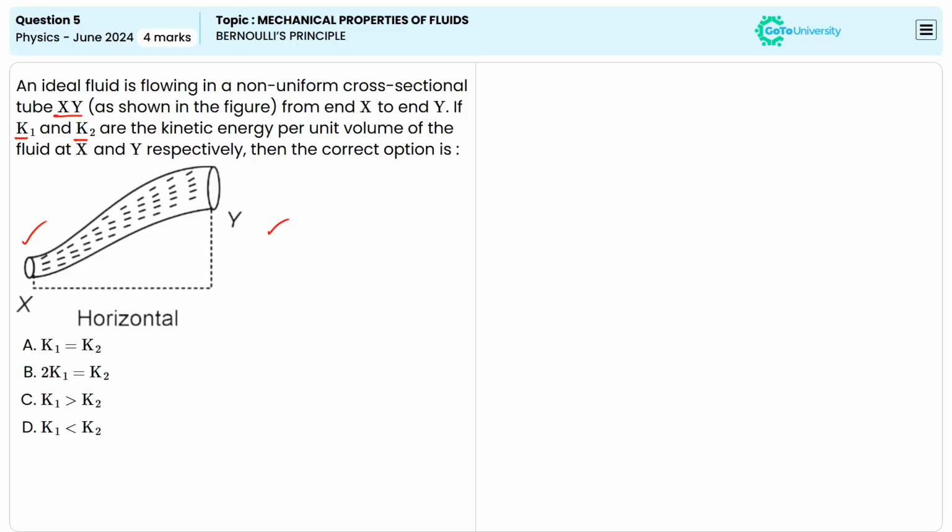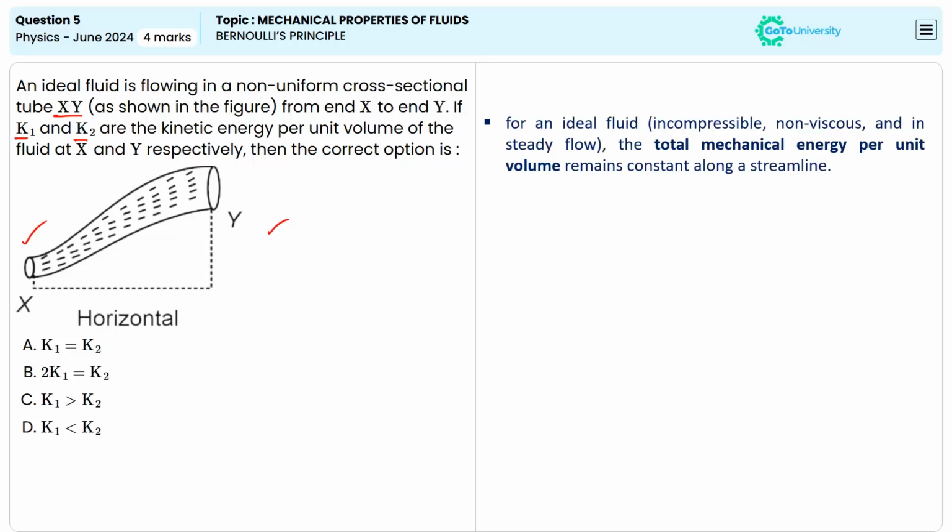So we can solve this question based on Bernoulli's principle, which states that for an ideal fluid, the total mechanical energy per unit volume remains constant along a streamline. So it's known that the equation of Bernoulli's theorem is nothing but half rho v square, which represents the kinetic energy per unit volume, plus rho gh, which represents the potential energy per unit volume, plus pressure, equal to constant. So here we have 2 points, X and Y.